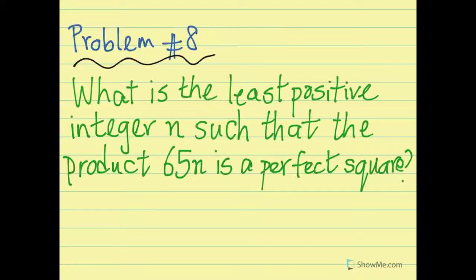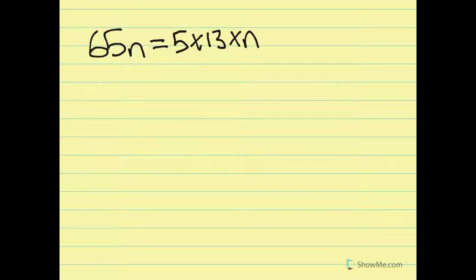And we want 65n to be a perfect square, so we know that n must have at least one factor of 5. And since n has to be as small as possible, we just need one factor of 5, so there must be at least one factor of 5. And that goes for 13 as well. We need at least one factor of 13 for 65n to be a perfect square. And since n has to be as small as possible, we just need 1.